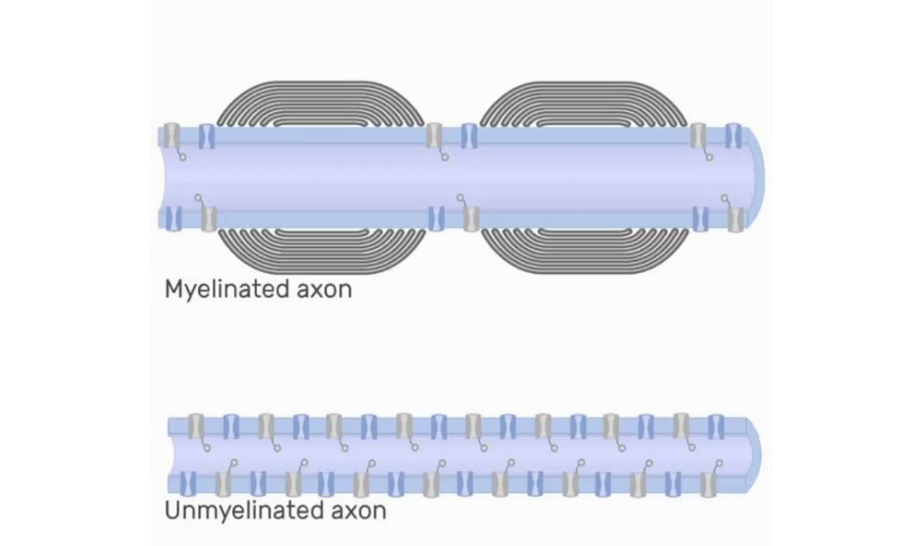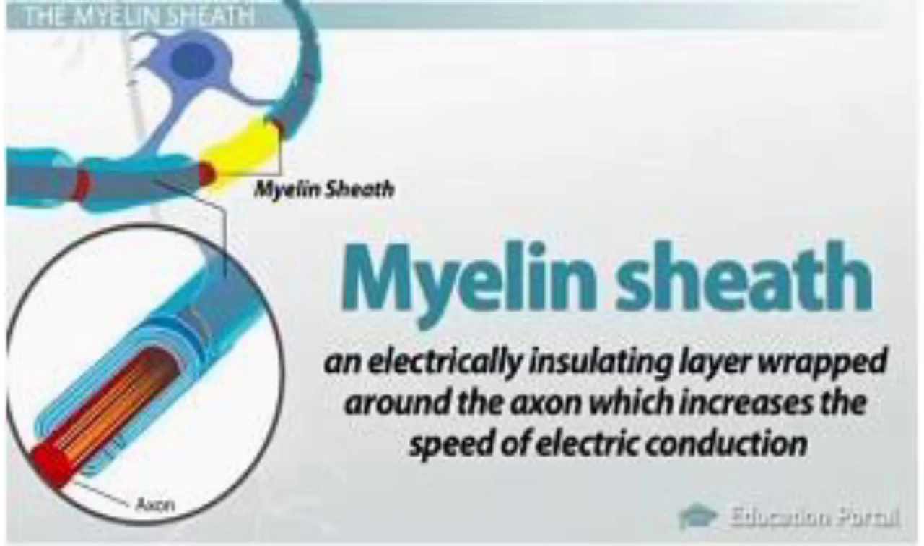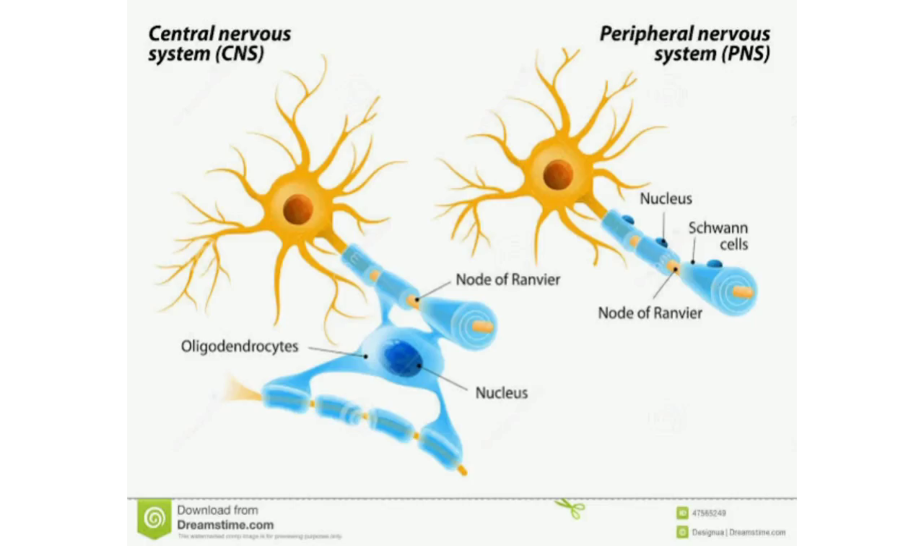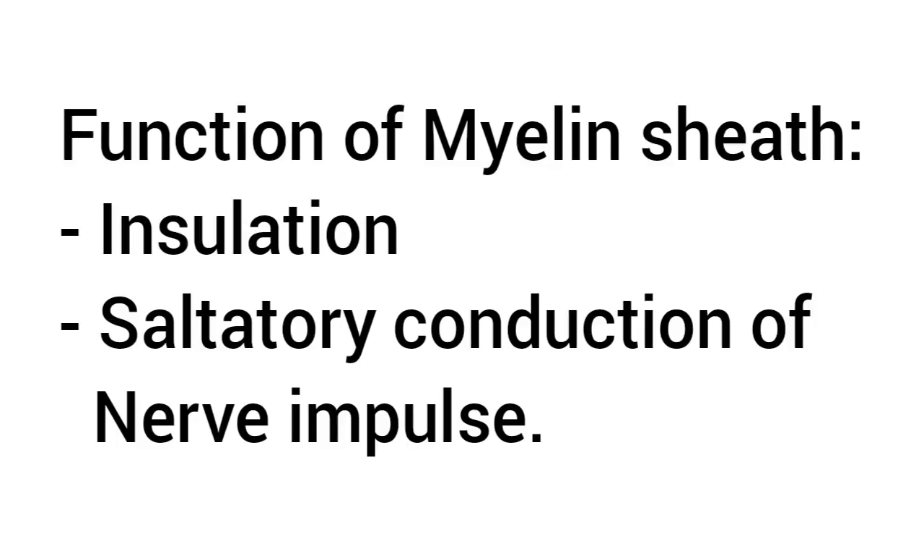Now, classification of neurons. Based on myelin sheath, they are myelinated and non-myelinated neurons. Myelinated nerve fiber contains myelin sheath, which is a lipoprotein membrane which insulates the nerve fiber. The cells which help in myelin sheath formation are Schwann cells and oligodendrocytes. Schwann cells in peripheral nervous system and oligodendrocytes in central nervous system. Myelin sheath also helps in saltatory conduction of nerve impulse, which is the faster method of conduction of impulse.